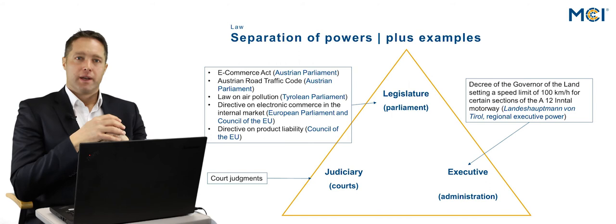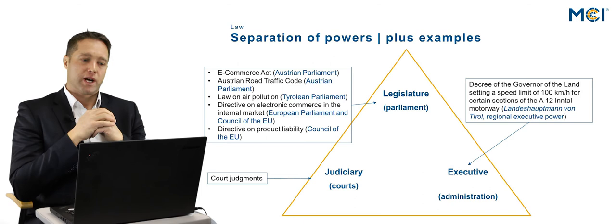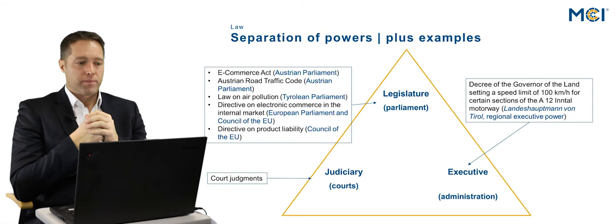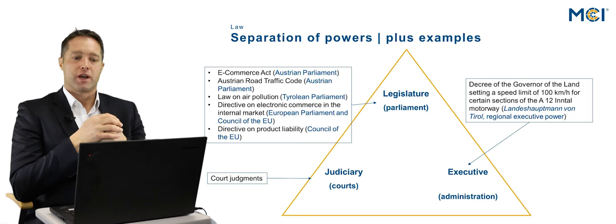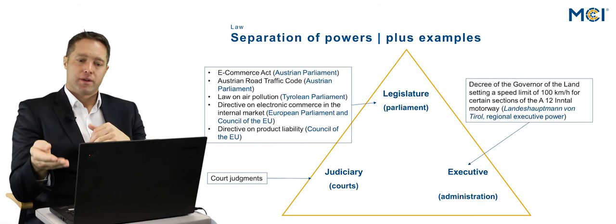Now, if we combine the previous examples to this separation of power, you can see here that we have examples which we would qualify as acts of the legislative power, so the E-commerce Act, the Austrian Road Traffic Code, the Law on Air Pollution, and those two directives. So they are part of the legislative power, either at national or at EU level. Obviously, the court judgments are acts stemming from the judiciary power. And we have one example, a decree at regional level, which is part of the executive power.